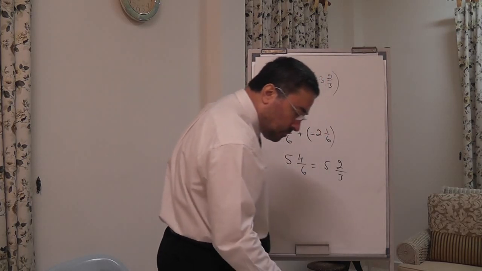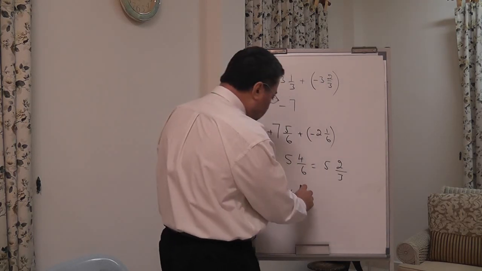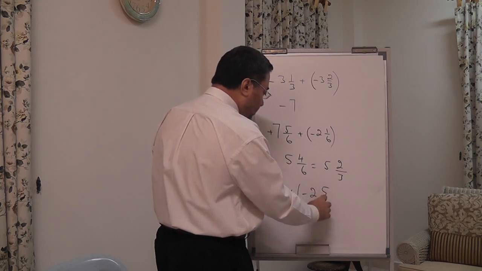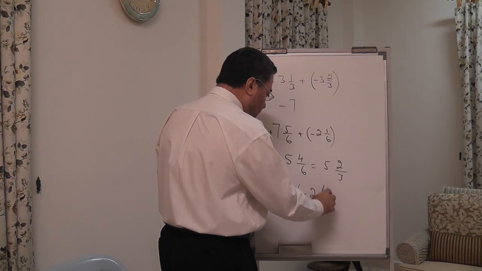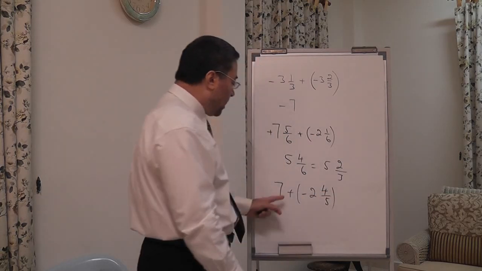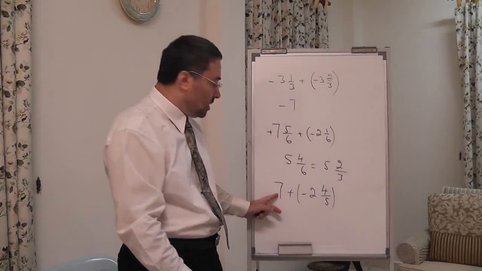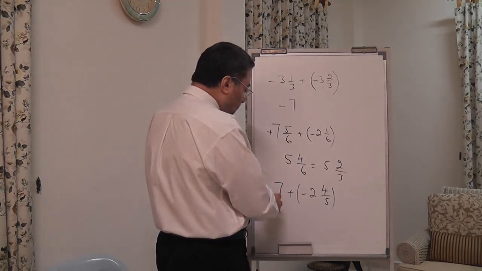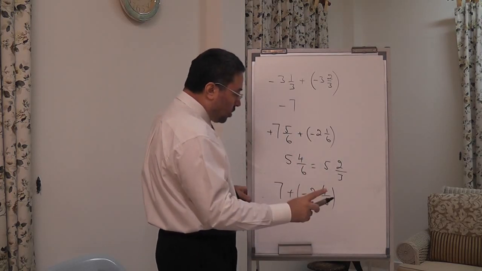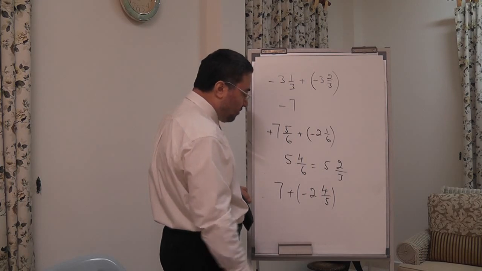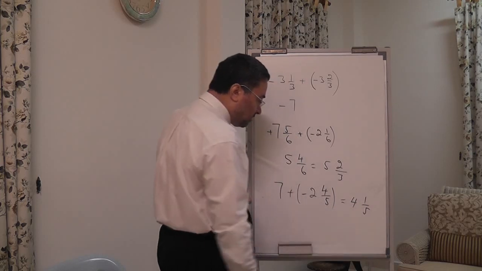Number 31, 7 plus minus 2 and 4/5. Here again we get the difference between these two numbers, and the sign will be a positive sign because the larger number is a positive number. In this case, 7 minus 2 is 5, and we borrow 1 to minus 4/5 from it. So we are going to have 4 and 1/5.